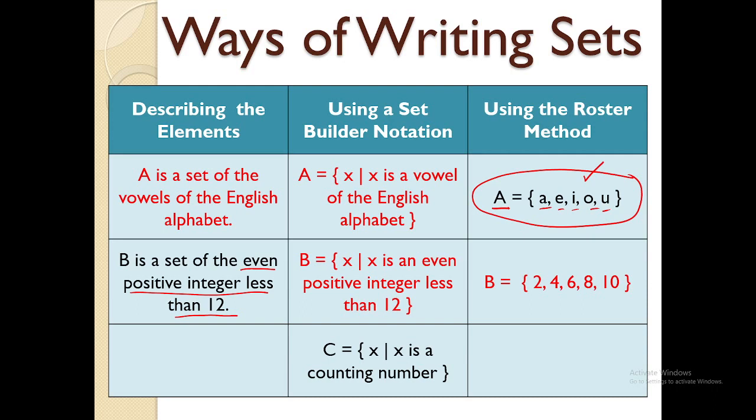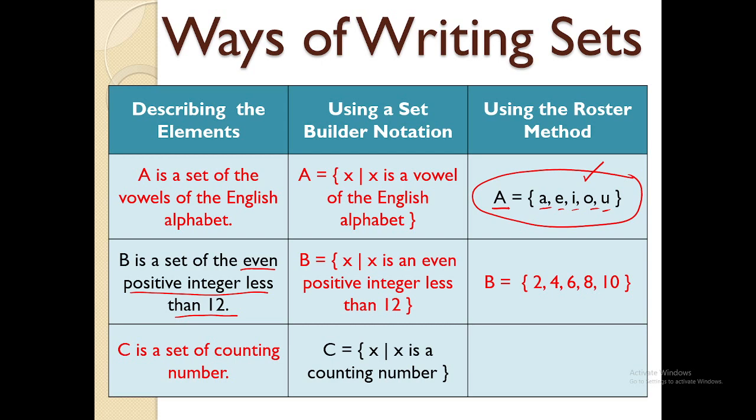Let's have the last one. Describing the elements. You are already given the set builder notation. What will be the description of the elements here? C is a set of counting numbers. There you go. C is a set of counting numbers.